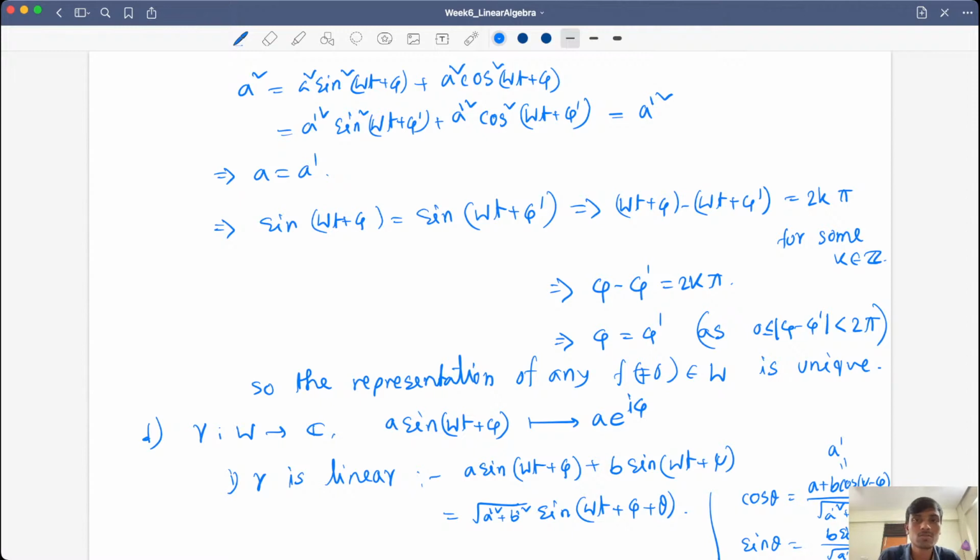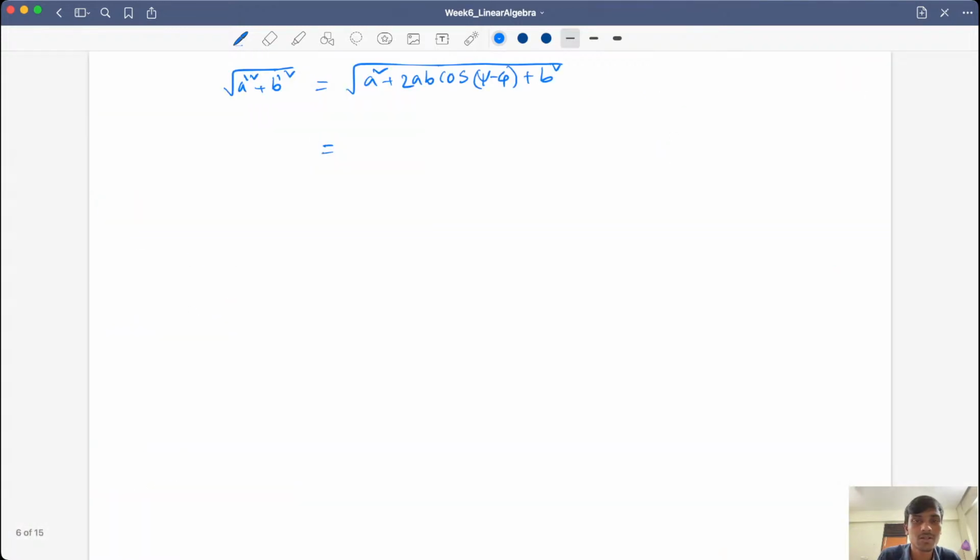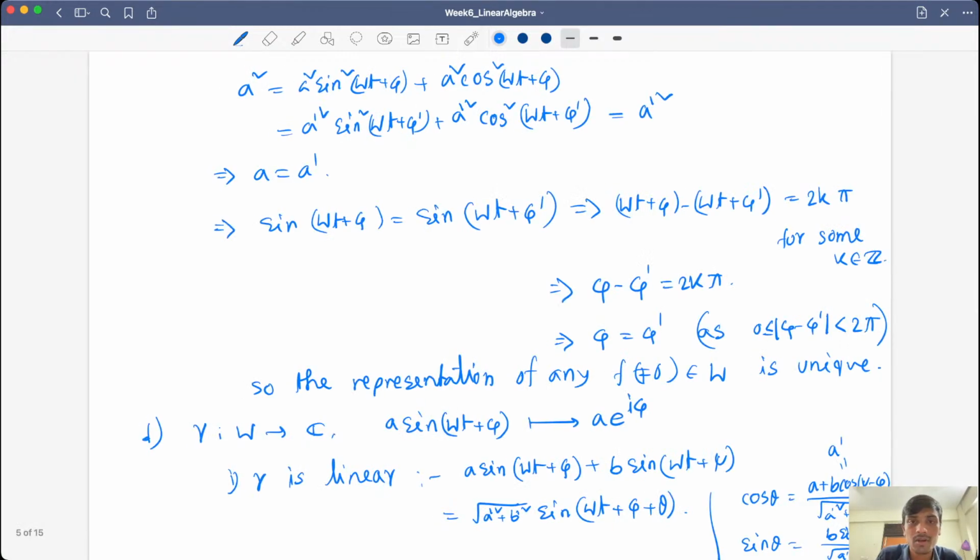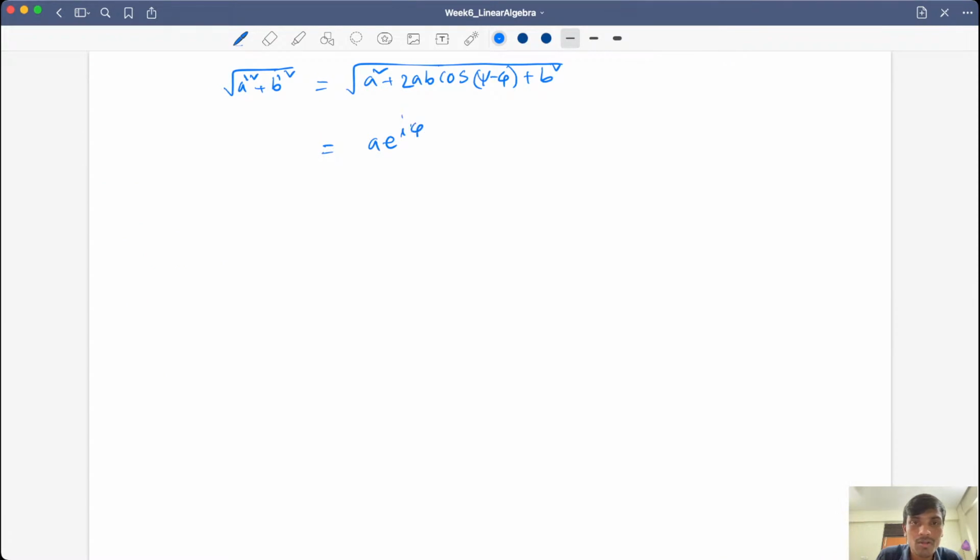Okay, so this one is actually nothing but that I can write. Let me write in this form: if you take just e power i phi, the modulus of this squared, that means a square cos square phi plus a square sin square phi.